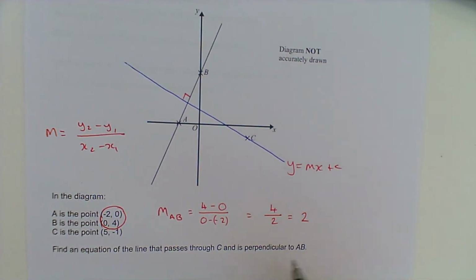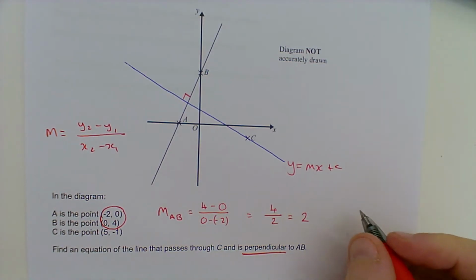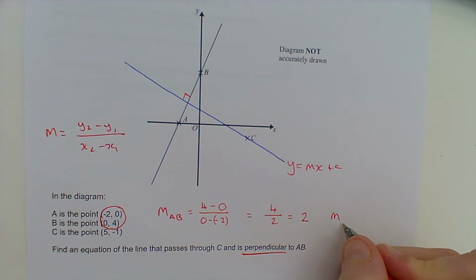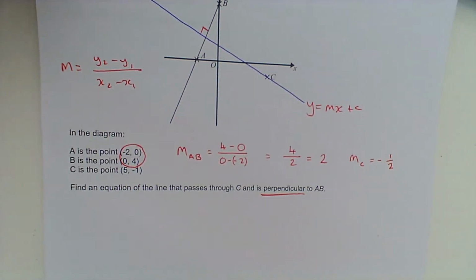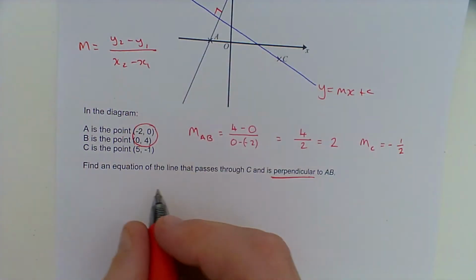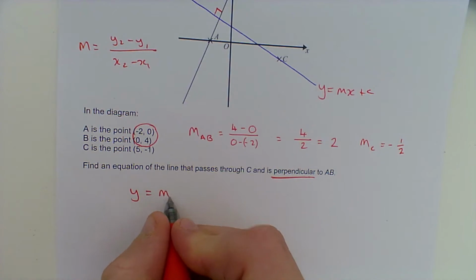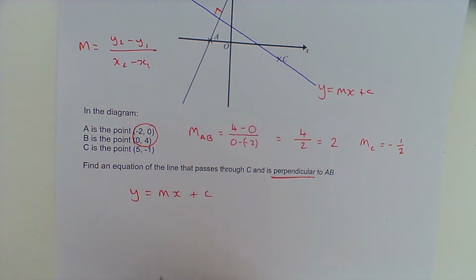Now, if my line is perpendicular, then the gradient of C, we're just going to call it C, is the negative reciprocal. So if the gradient is 2, then the gradient of C would be negative half. Now I can start answering the question, because I want to find the equation. I know the equation is y equals mx plus c. I've got m is negative a half, so I've got y equals minus a half x plus c.